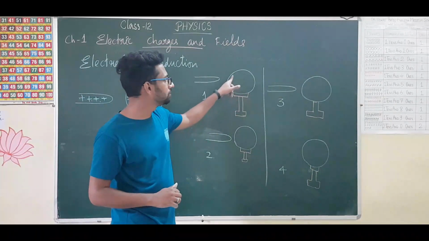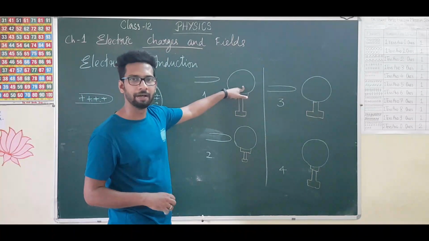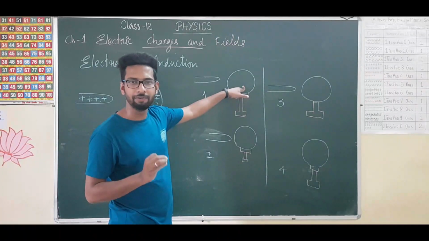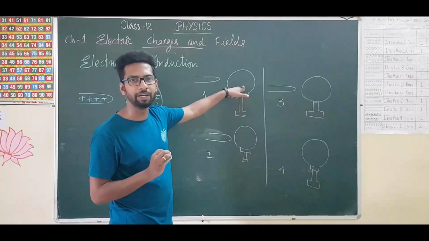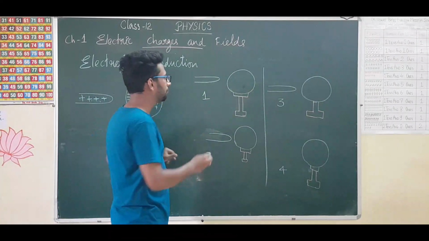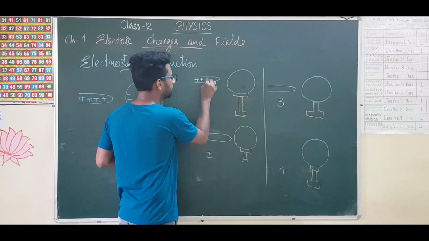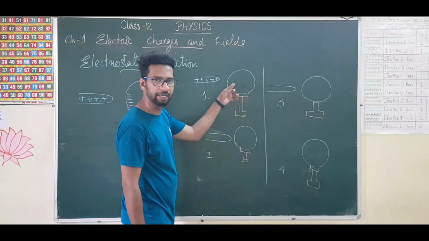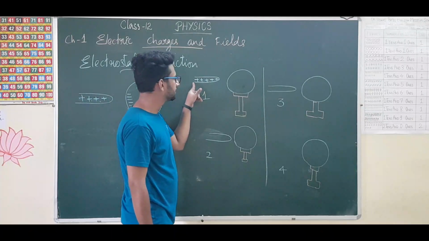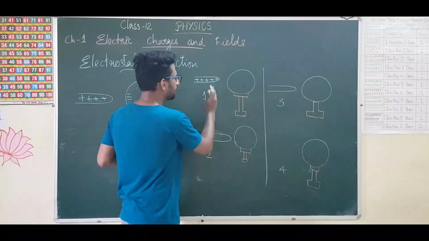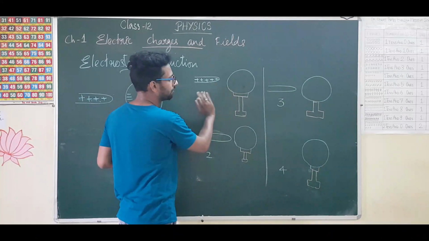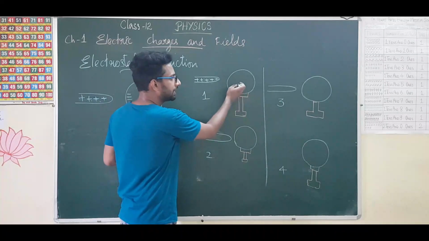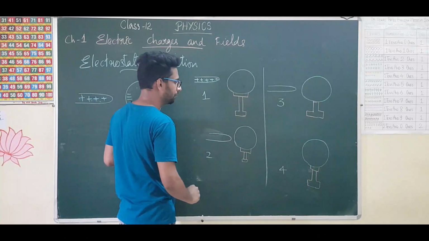If you want to charge this metallic sphere negatively, what do we have to do? We have to bring a positively charged rod near to the neutral body, because our aim is to charge this metallic sphere negatively. At first there is a large distance between the charged body and the neutral body, so no changes will happen to this neutral body.